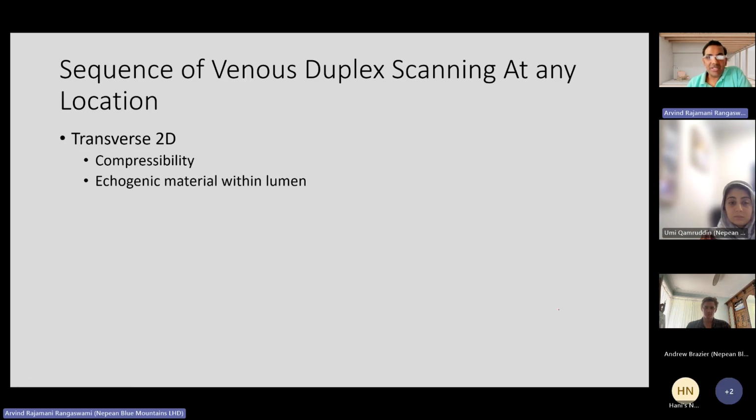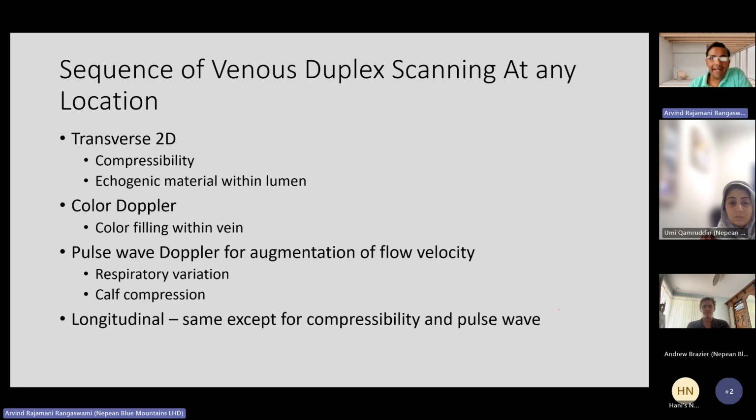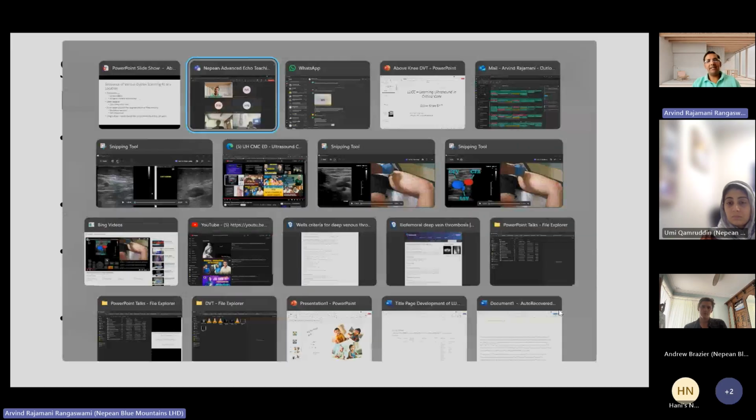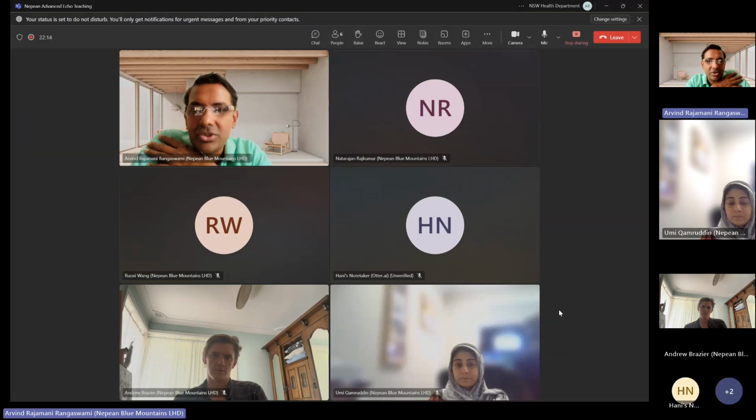You always should start with transverse or 2D scanning, and you look for the 2D compressibility and echogenic material within the vein. After that only, you put color Doppler, looking for color filling within the vein. You're still transverse, and then still transverse, you do the pulse wave, and then you change to a longitudinal direction, wherein you look for the echogenic material, etc. But you do not do compressibility, and you often don't do pulse wave. Can anyone tell me why I say it is not a good practice to try and do compressibility in the longitudinal position?